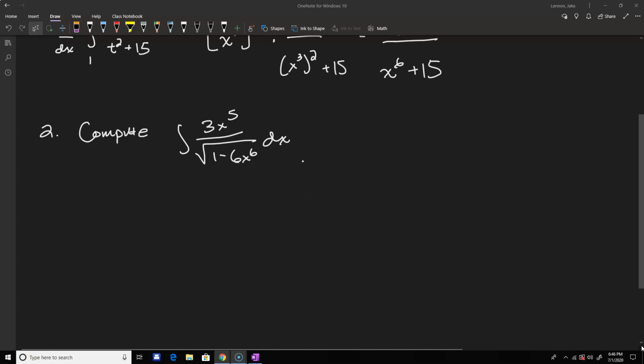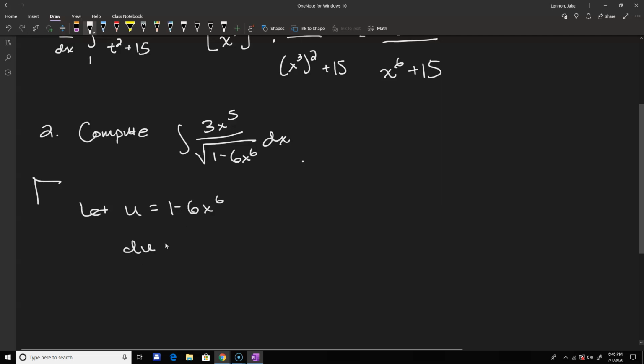Okay, so for the second one, we have to find an antiderivative, and we're going to go ahead and use a u substitution to do that. So you can tell that when you take the derivative of something raised to the 6th power, you'll end up with something raised to the 5th power. So we're going to let u be what's in the denominator there. So let u be 1 minus 6x to the 6th.